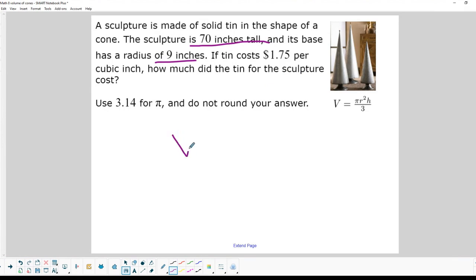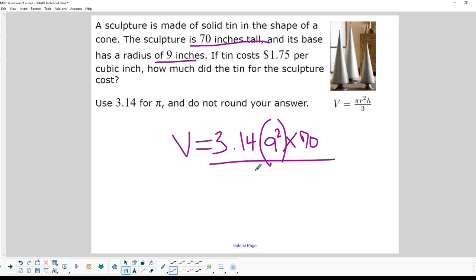Well, first of all, we got to find the volume of this cone. So the volume is equal to 3.14 pi times the radius squared, and that's 9 squared, times 70, all divided by 3. Then when we get done, we'll have a number that we will multiply by 1.75 to get our total cost. So let's take a look again real quick. Get our calculator. If you're doing it at home, do it.